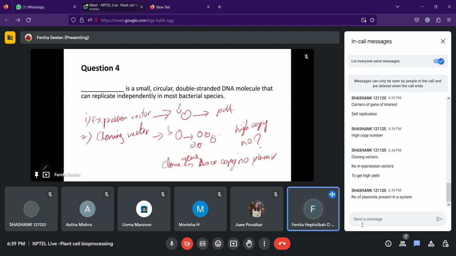Number of plasmids present in a system. It is not just about the number of plasmids present in the system. It is a ratio, right? It is a ratio of the number of plasmid DNA to what? It is the ratio between your plasmid DNA and chromosomal DNA. With this much amount of chromosomal DNA present, how much is my plasmid DNA? So it is a ratio. It is not a number, it is a ratio.